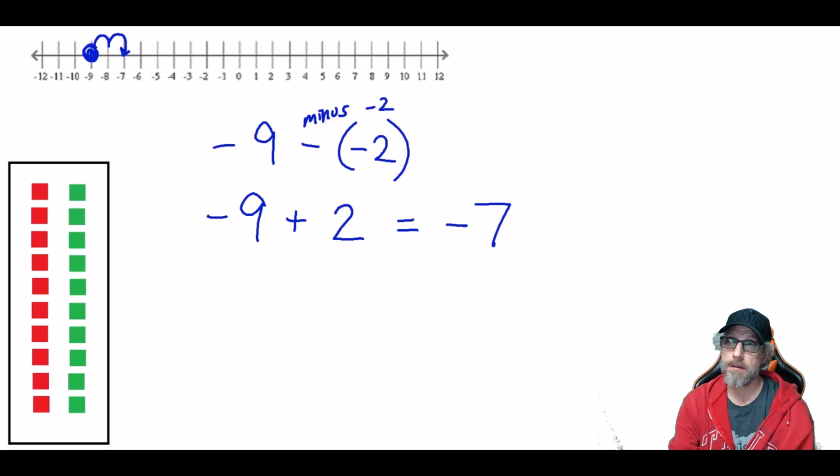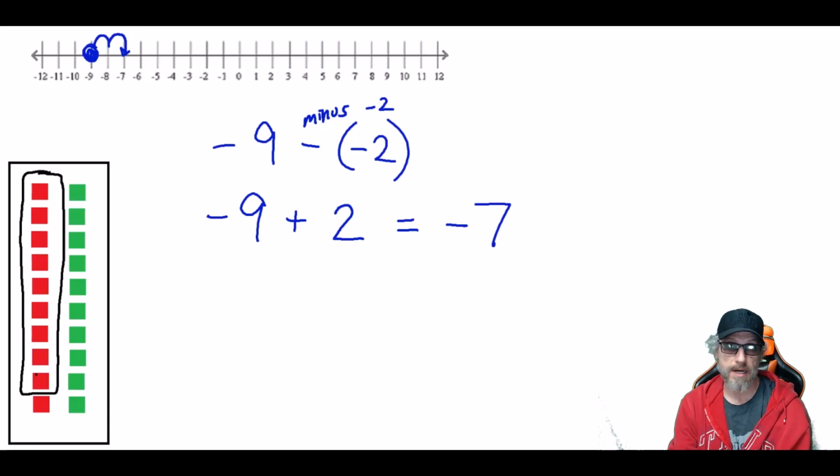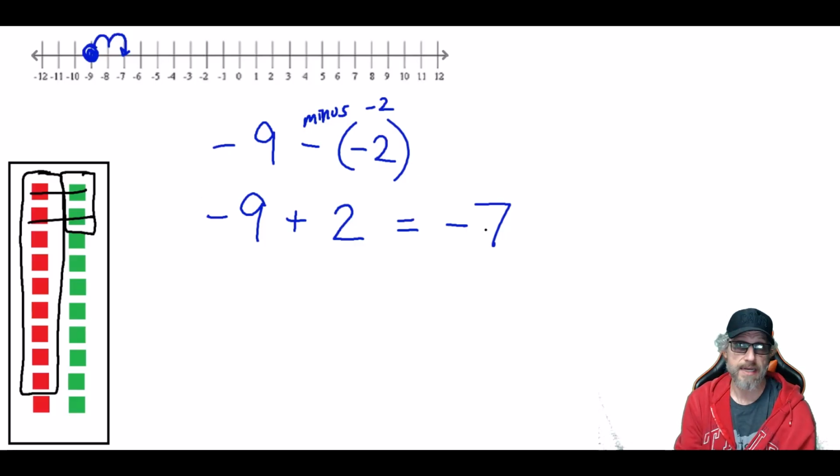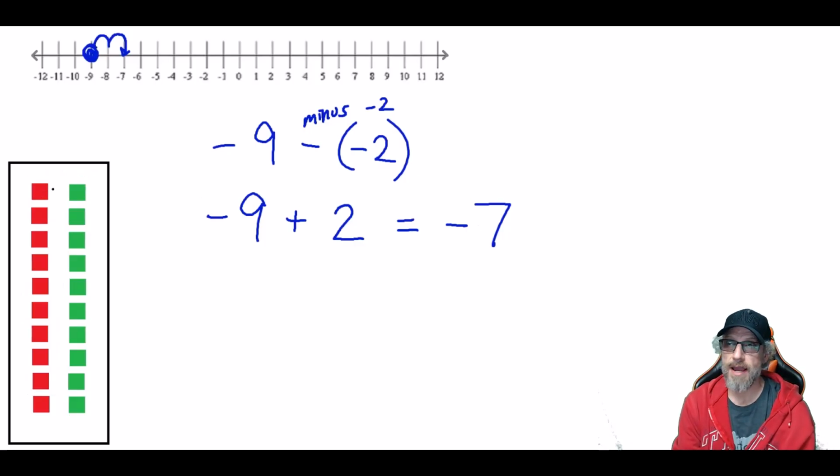Zero-sum pairs, why not? Just for consistency and to be comprehensive with our answer, there's the 9 red units for -9. 2 green units for +2, some zero-sum pairs, and it leaves behind 7 reds for that answer, -7. If you're curious about how can we make it work with -9 minus -2, let's give it a try.